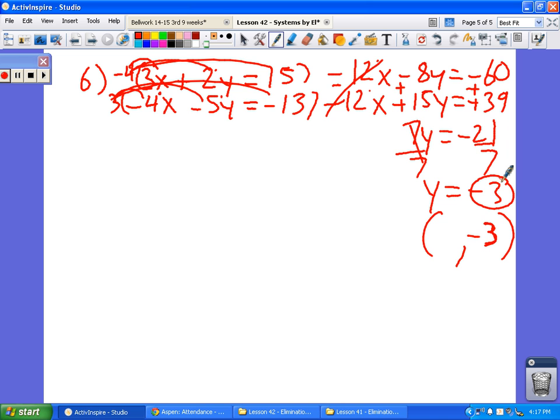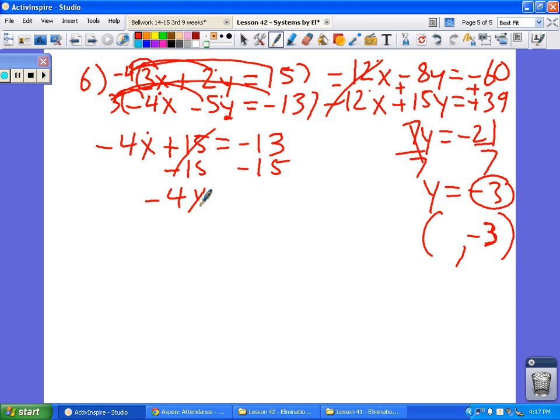We'll plug in negative 3 right here for y. So that's going to be negative 4x, and we can go ahead and do this mental math here. What would negative 5 times negative 3 be? It would be positive 15 equals negative 13. So now we have an equation that we can use to solve for x. We're going to get x by itself by subtracting 15 on both sides. That gives us negative 4x equals negative 13 minus 15, which brings us down to negative 28.